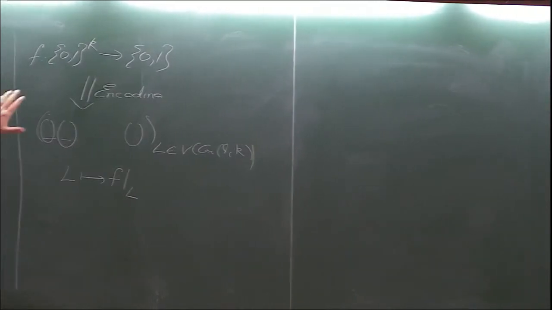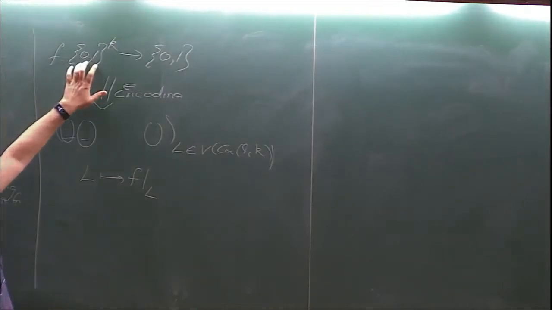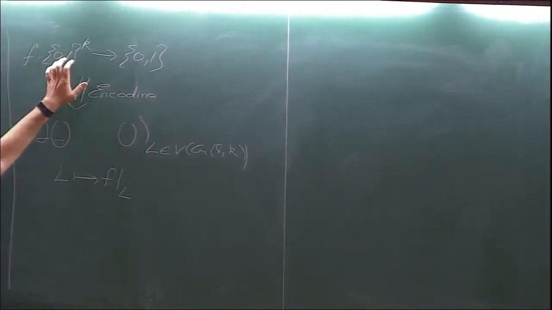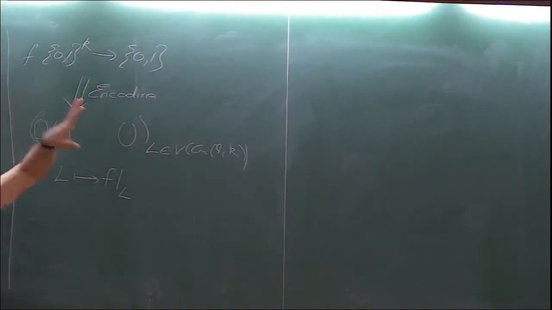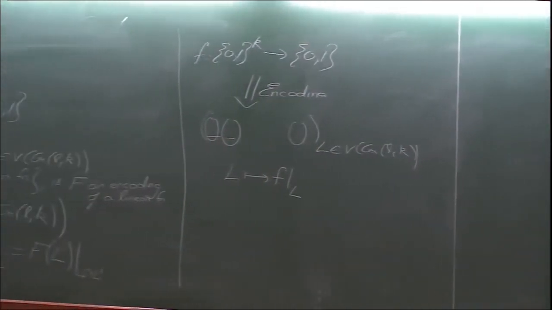Because it's a linear function, it actually has a very simple representation. I just have to give k bits. If I tell where the k basis vectors go, it's completely specified. But I'm going to give an extremely redundant encoding of it, such that I can check the encoding by just looking at two queries. What's the encoding? I'm going to encode it by this string.